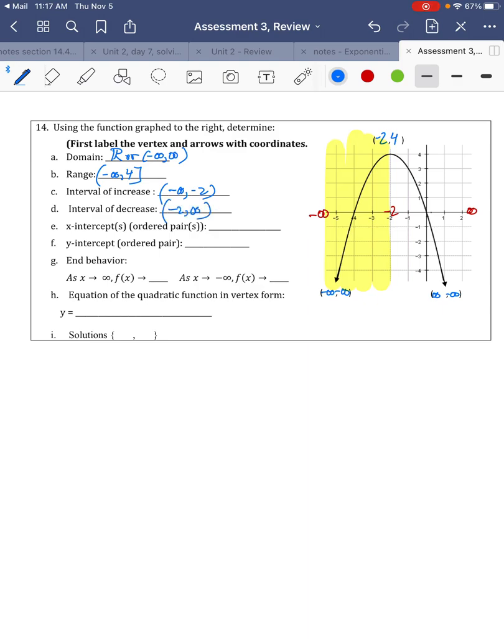And x-intercepts, all right, negative 4. And also 0. Y-intercept, oh, whoops, it's asked for ordered pairs. So let me go and erase that. So negative 4, 0, and 0, 0. The y-intercept is at 0, 0 also. My end behavior, both going down, so negative infinity.